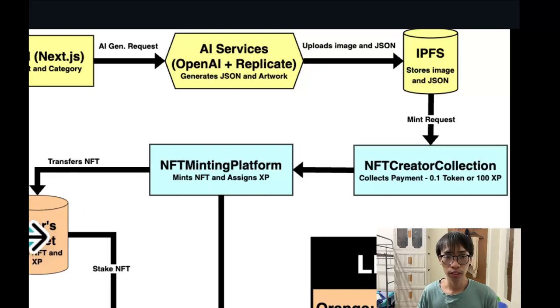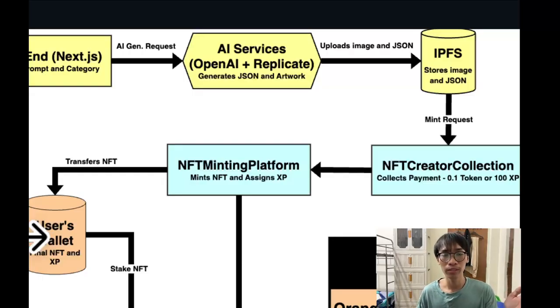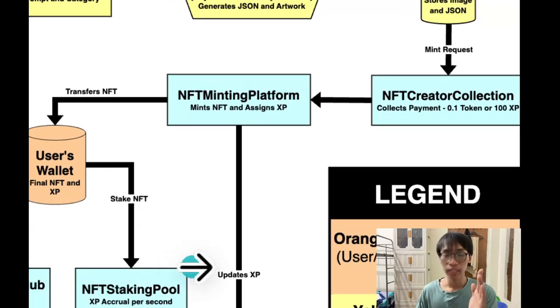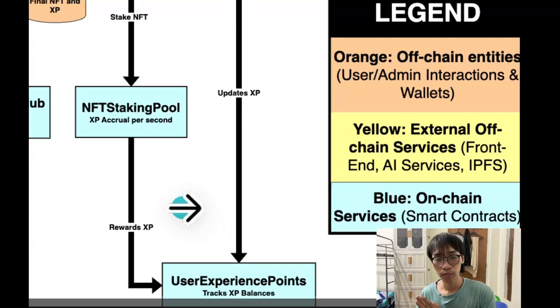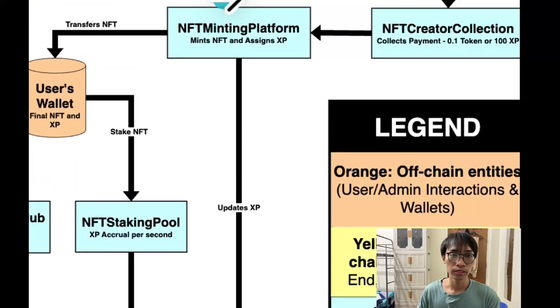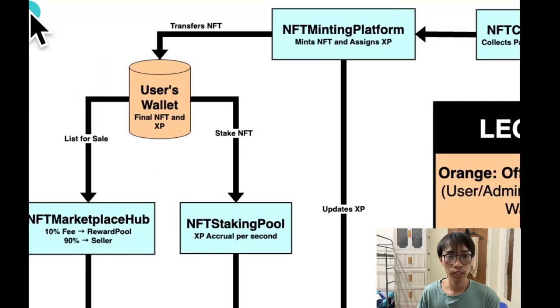the process will continue. It calls the NFT minting platform smart contract that assigns the XP of that specific user and mints that NFT. So it updates the XP of the user first by calling the user experience point smart contract that tracks the XP balances of each user. Then it transfers the final NFT to the user's wallet.